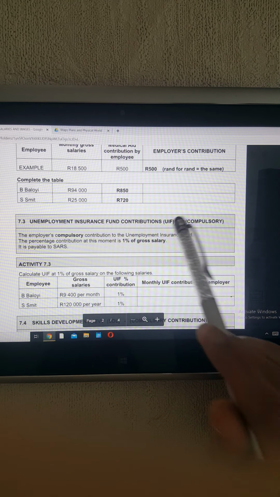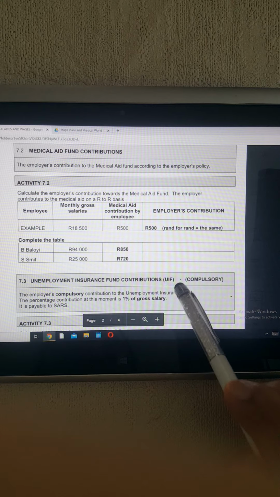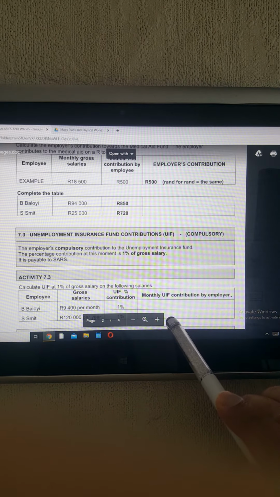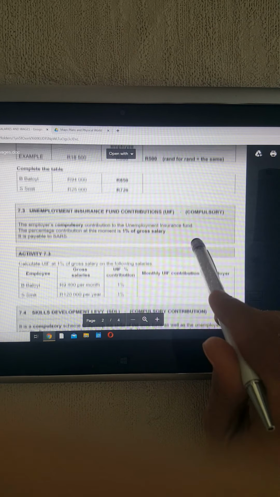Now UIF. Those two are voluntary, so it depends on your contract, it depends where you work, etc. Now we're looking at UIF. UIF is very important.